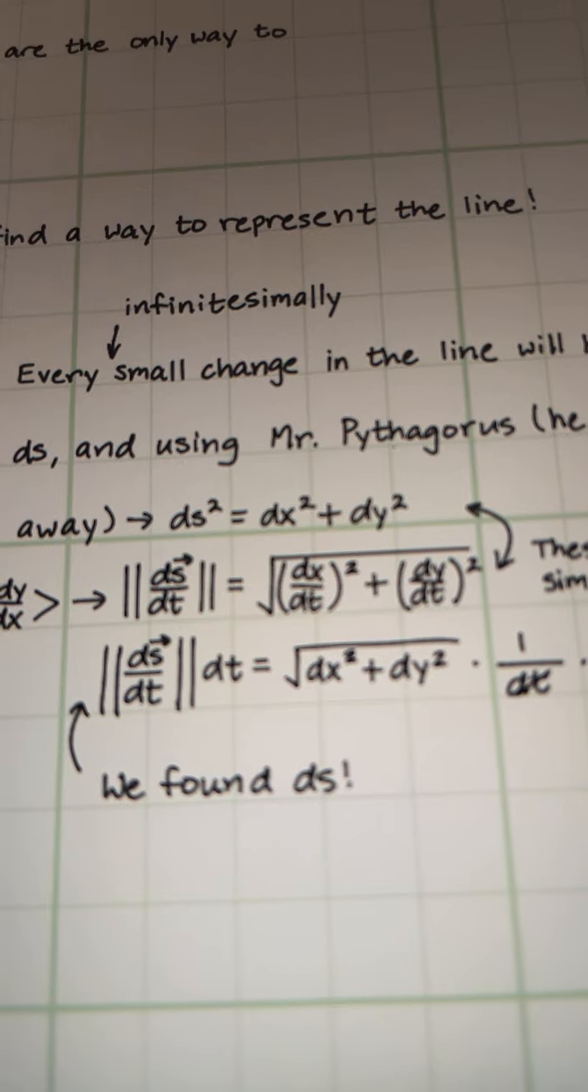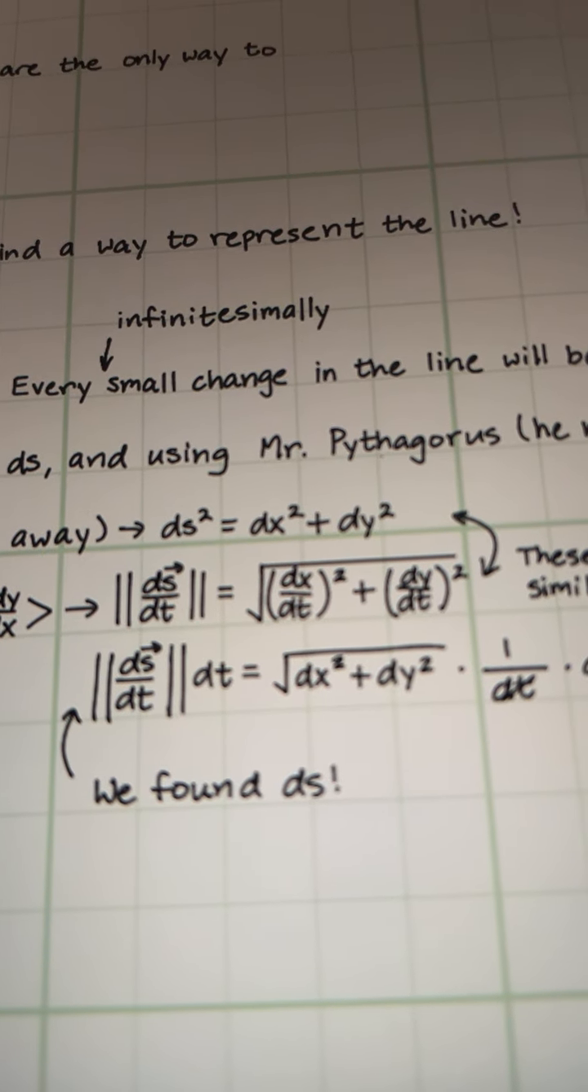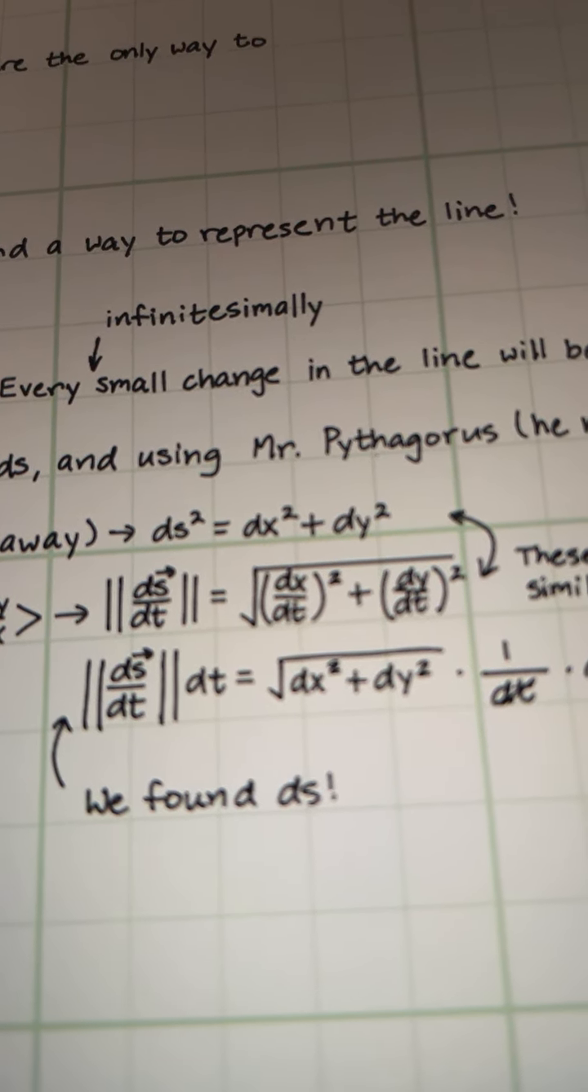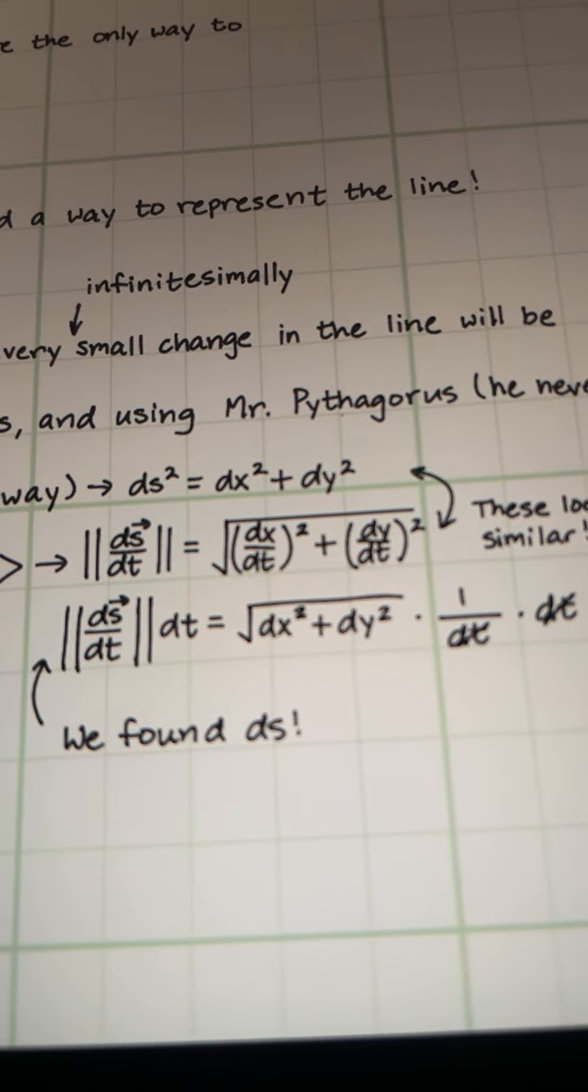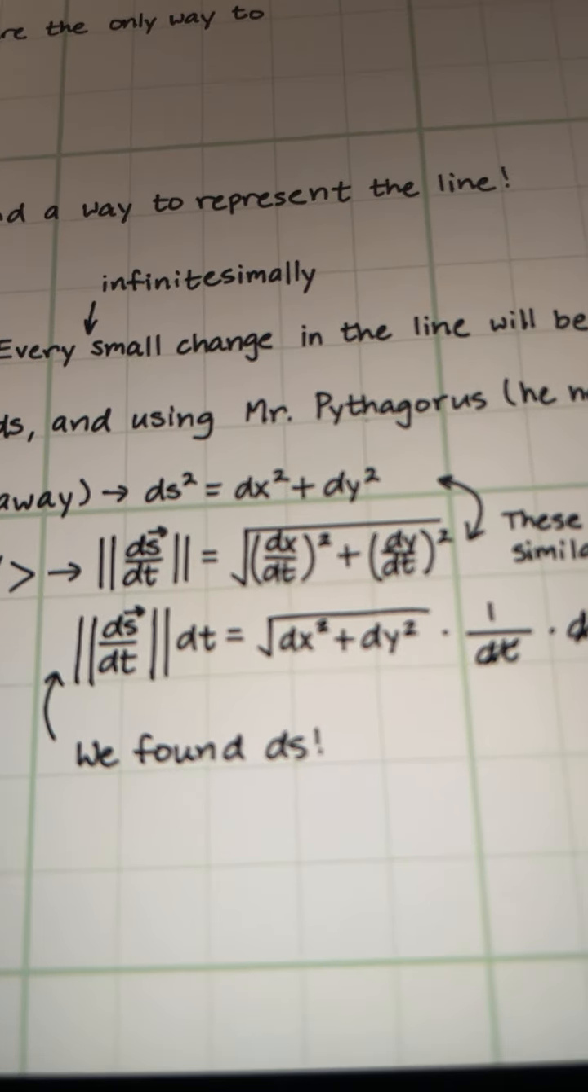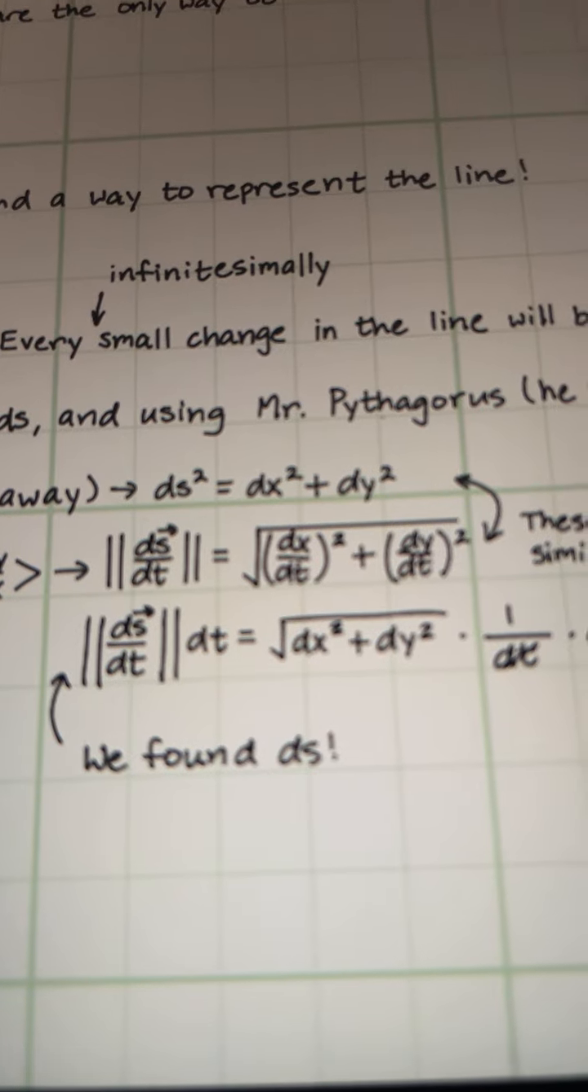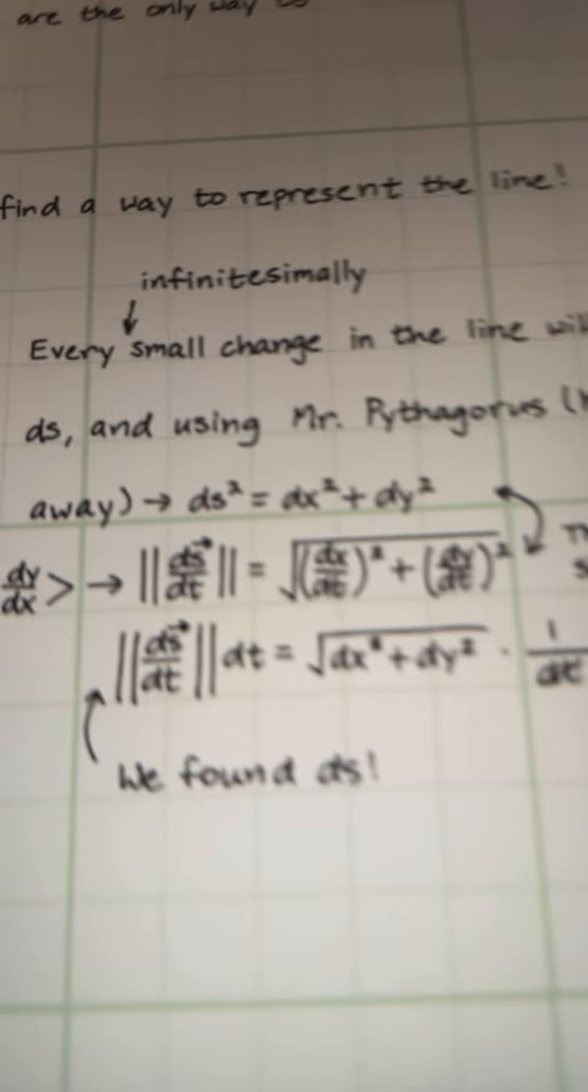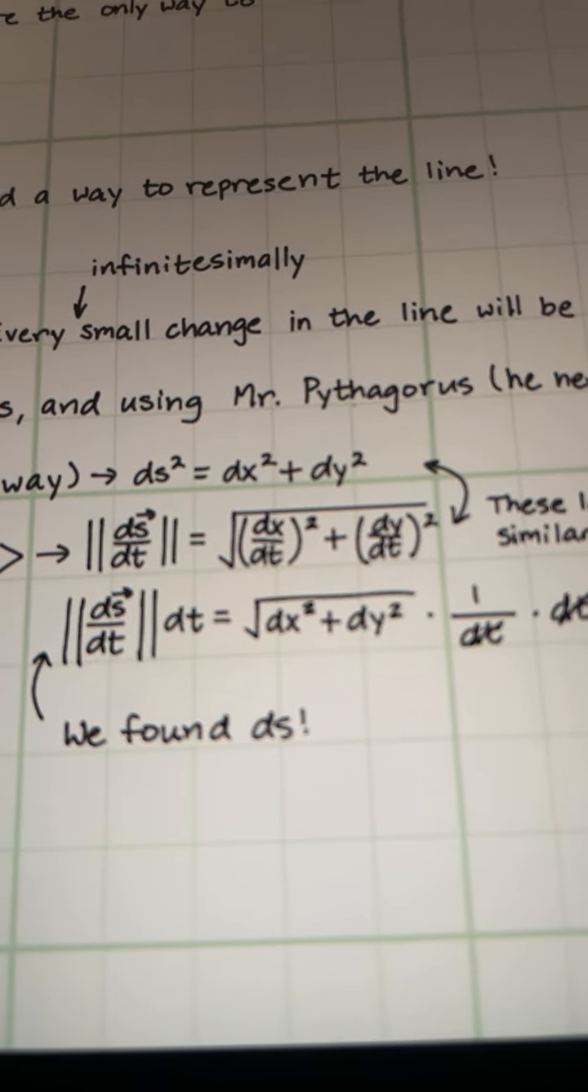And the only bad thing here is that we have these dt's everywhere. So let's pull a 1 over dt out of the square root and multiply by dt. What do you know? We have ds, because these are the same equations, just with one side square rooted.